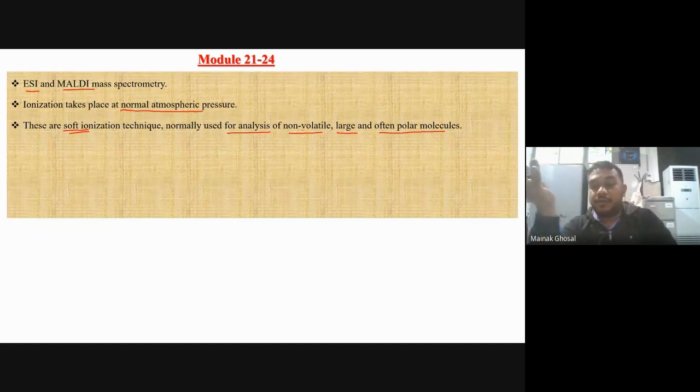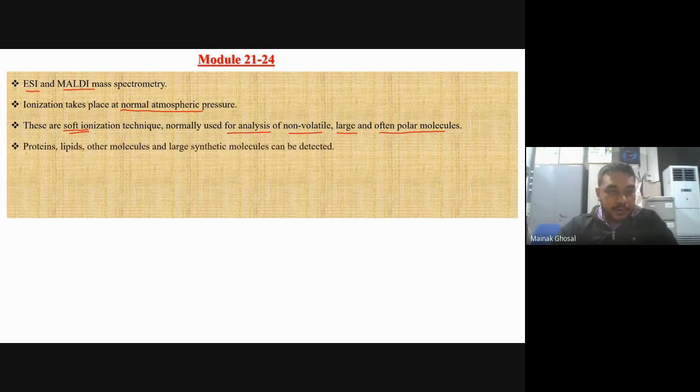But if you have a non-volatile sample or a large molecule, just like a protein or other big biomolecules, then CI or EI is not efficient, because if it creates fragments, the fragments will be large in number and you will not be able to solve all of them. In that case, you need to use ESI-MS and MALDI. Proteins, lipids, and other large synthetic molecules can be detected using these spectrometry techniques.